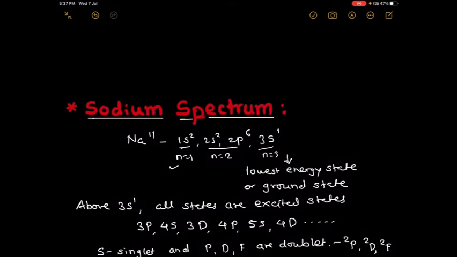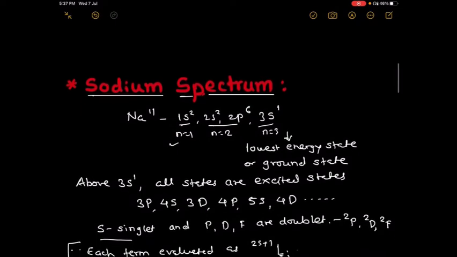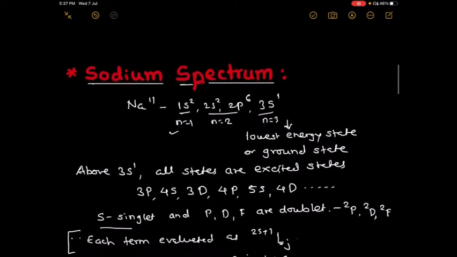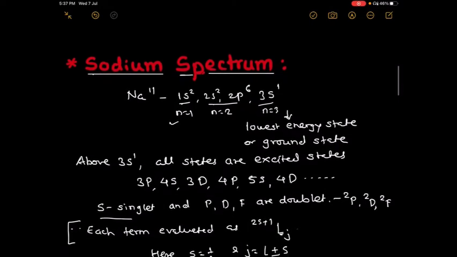Therefore, that electron acts as a valence electron and remains in its lower energy state. That state is called the ground state. All other states above 3s1 are excited states. Those states are 3p, 4s, 3d, 4p, 5s, 4d.